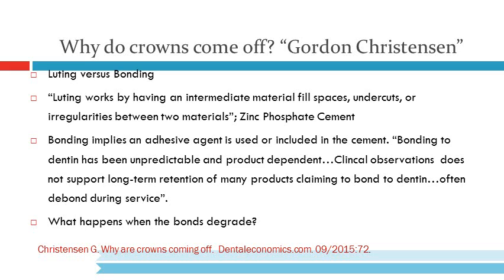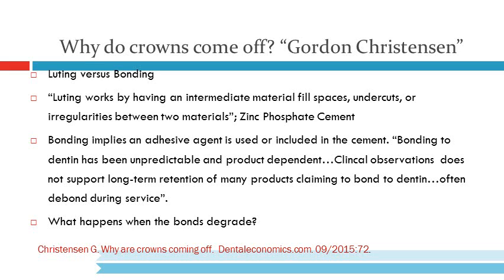Recently, Dr. Gordon Christensen in Dental Economics penned an article, "Why Do Crowns Come Off?" He went on to explain the difference between luting versus bonding our crowns. Luting works by having an intermediate material that fills a space, the undercuts, like zinc phosphate did for so many years. Bonding, he says, implies an adhesive agent is used or included in the cement.